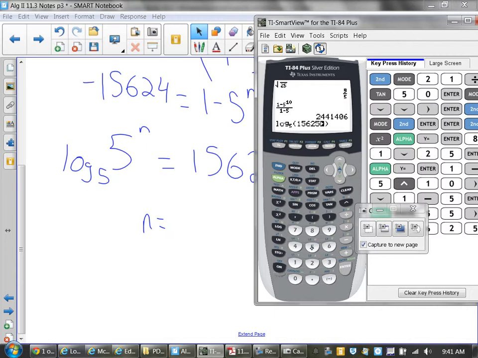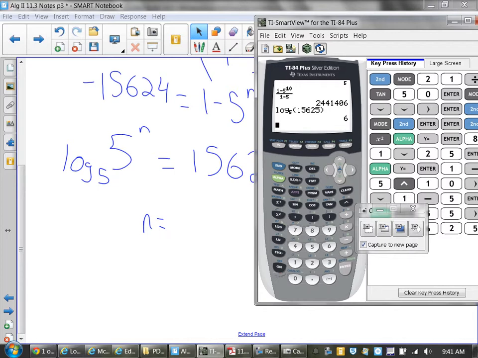And then log base 5 is log over log base 5. So n equals 6. It's log of 15,625 divided by log of 5. Because they cancel out, remember? That should work. Did it work?